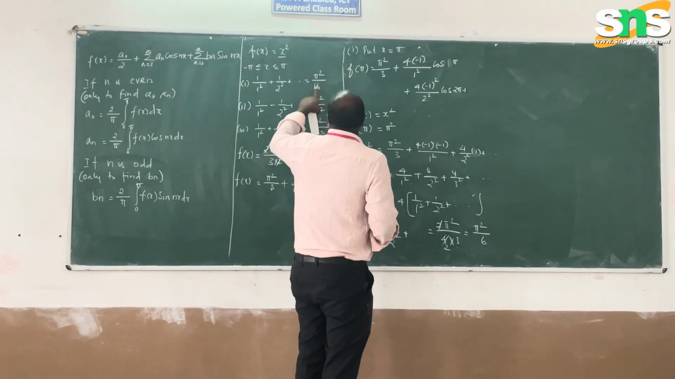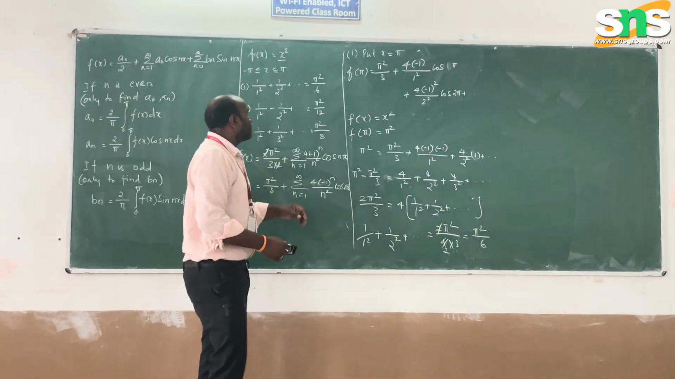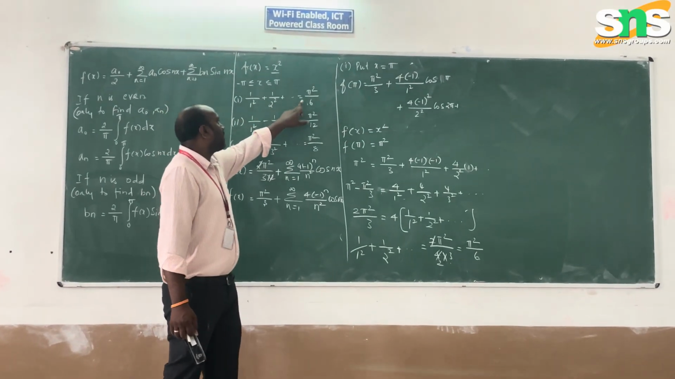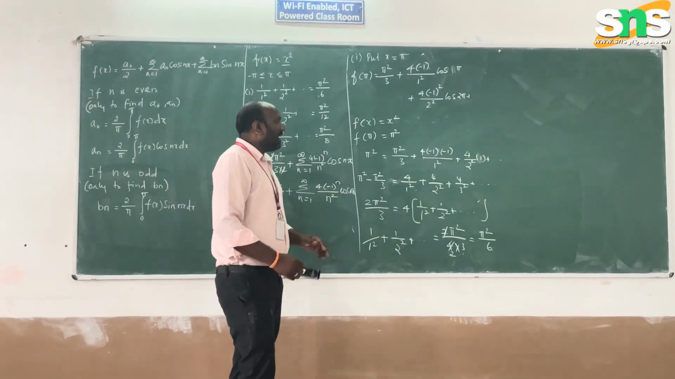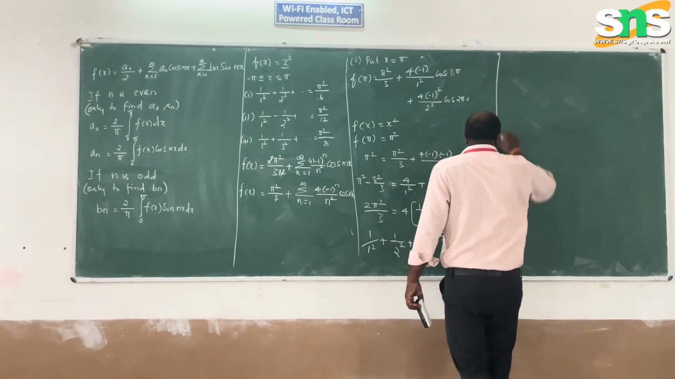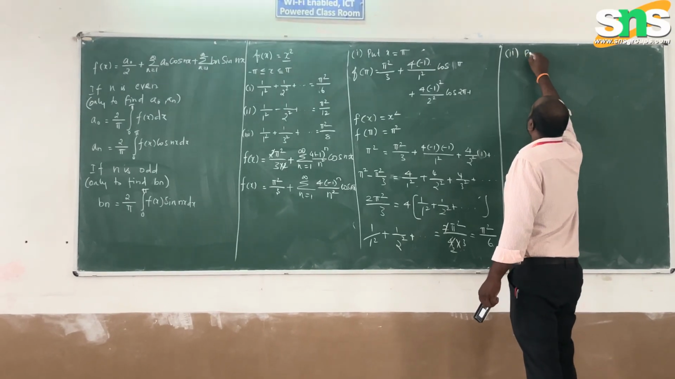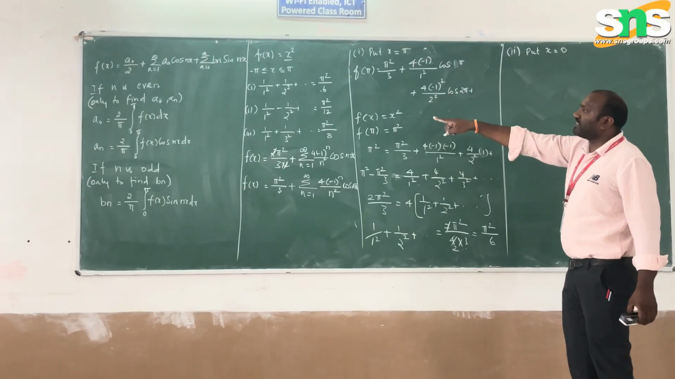So first one we have to prove is pi square by 6. So that is the first proof: 1 by 1 square plus 1 by 2 square plus and so on equals pi square by 6. That is the first proof. So next we put the second one, put x equal to 0. Then it's a very easy value.